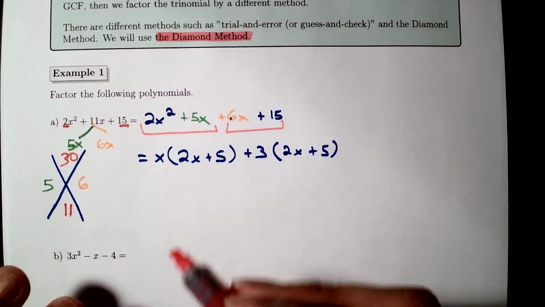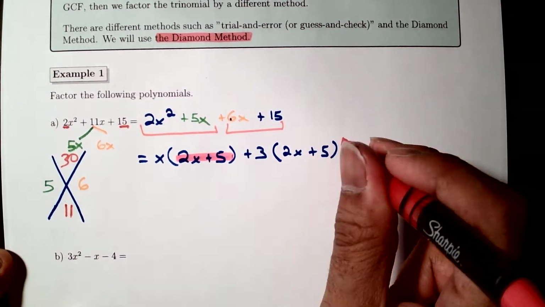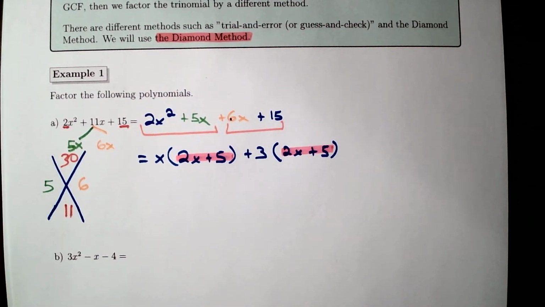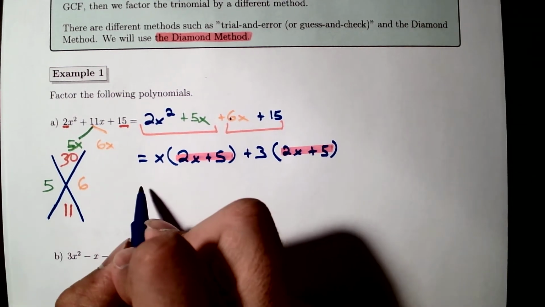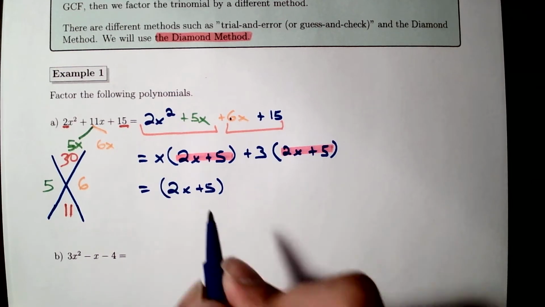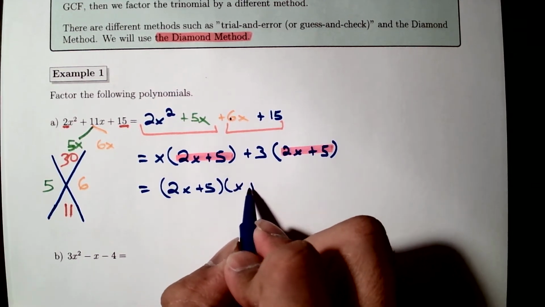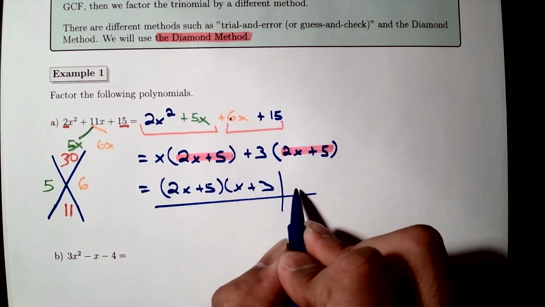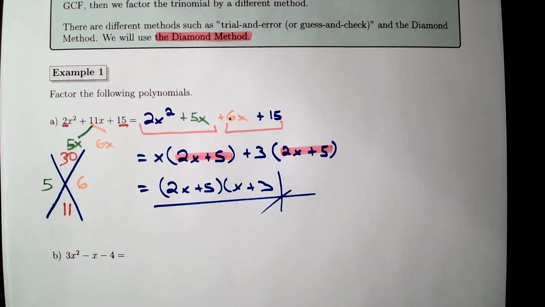And if you recall how we did factor by grouping, notice we are going to find an overall GCF, namely 2x plus 5 times x plus 3. Final answer.